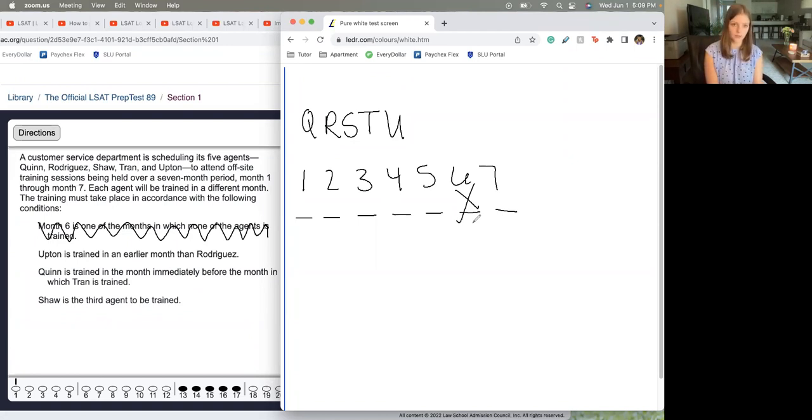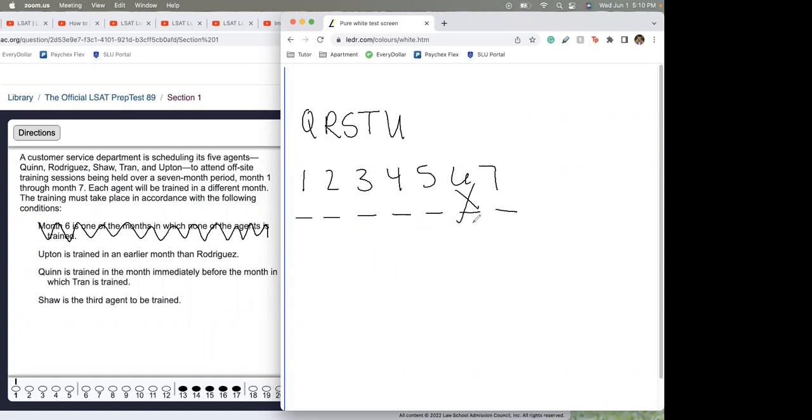And we're going to do that for each of our rules. We're just going to see how to eliminate it and get down to hopefully not having to think about any of the rules. Rule number 2 says U is trained in an earlier month than R. How would someone write this rule out so we can shorthand it, not have to read the sentence every time we go into our game? Any thoughts?